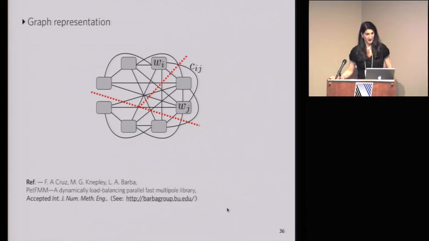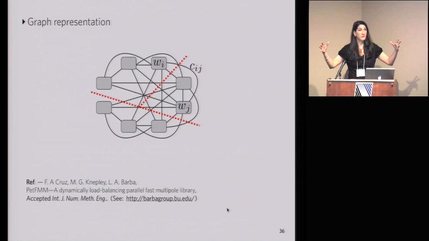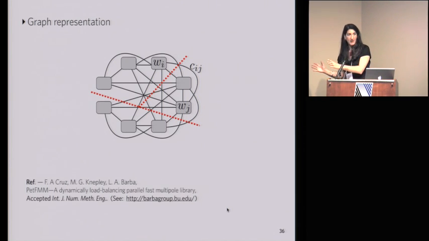So, Lorena, yes? Just to clarify, is this done on each data set basis before you run the code? Yes. So in each set of sources, set of particles, before calculating the fast multipole evaluation of the field, you calculate the work, make a graph representation, and partition the graph, and then distribute.